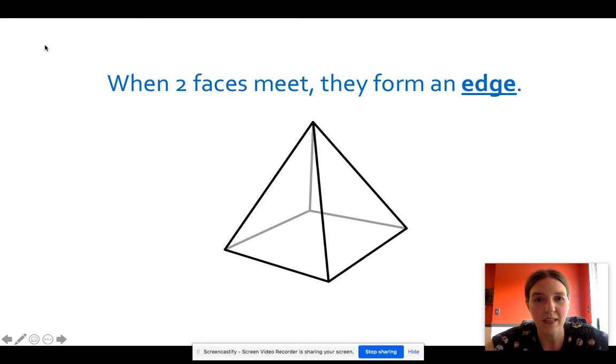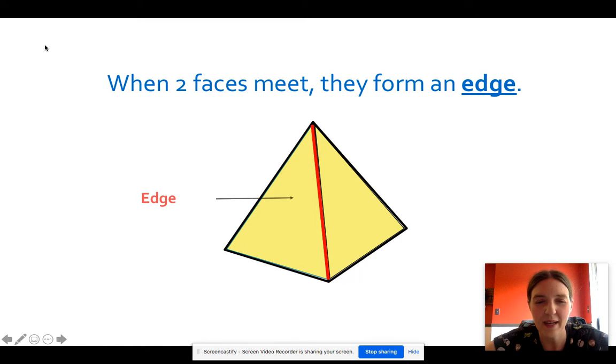We can also count the edges or the lines in the shape. And the edge is where two faces meet. So here we have two of our triangle faces, and where they meet is highlighted in red. That is one edge, and we can count those in different solids and see how many there are.